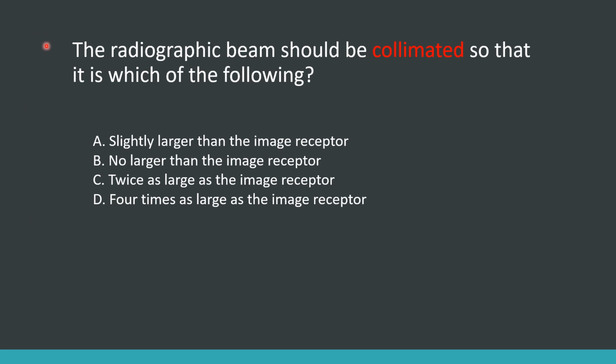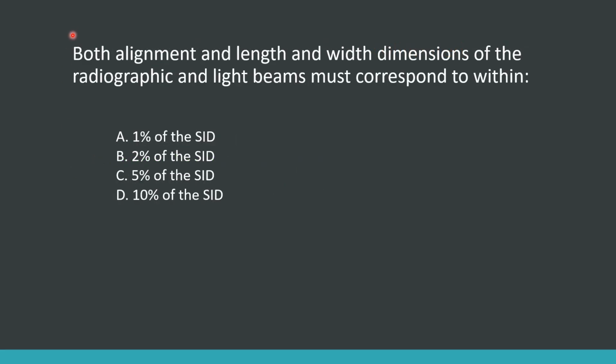Here's some questions from the textbook. The radiographic beam should be collimated so that which of the following: slightly larger than the image receptor, no larger than the image receptor, twice as large as the image receptor, 4 times as large as the image receptor. The answer is no larger than the image receptor. Both alignment and length and width dimensions of the radiographic and light beams must correspond to within 1% of SID, 2% of SID, 5% of SID, 10% of SID. 2% of SID is the correct answer.